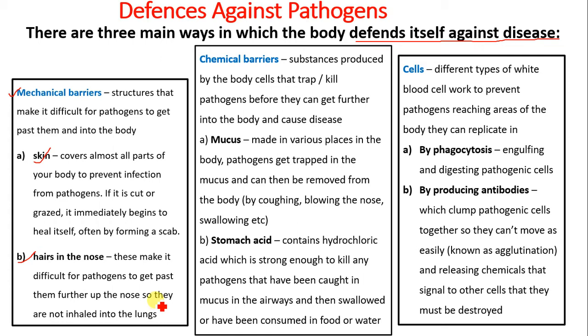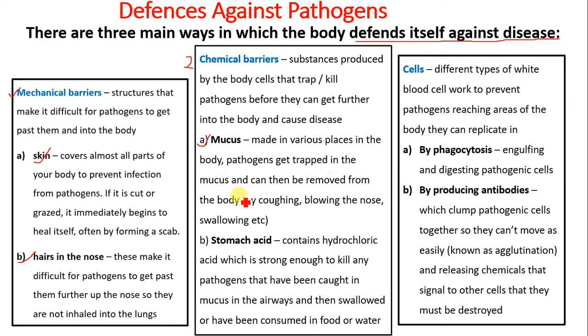Then number two is chemical barriers. These are substances produced by the body cells that trap or kill pathogens before they can get further into the body and cause diseases. The first example has to do with mucus. It is made in various places in the body.